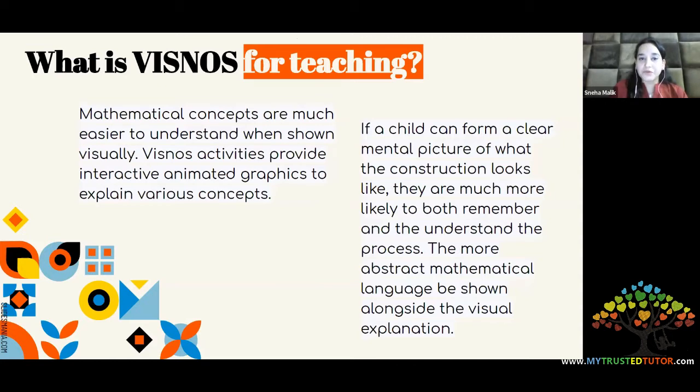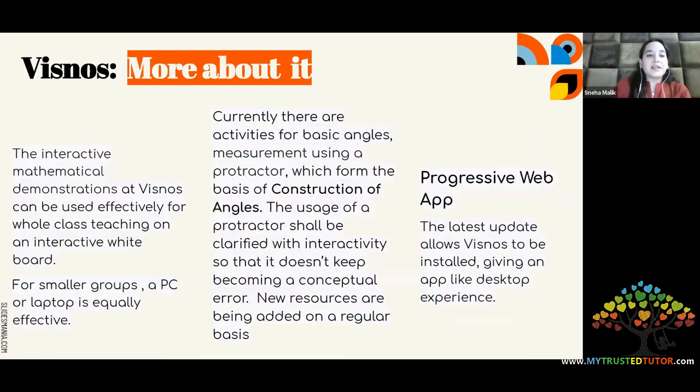So Wisnos can be used for teaching construction of angles, measurement of angles at a very basic level. When we start with angles, Wisnos is something that will help you. There are interactive demonstrations at Wisnos, so the whole class can be shown from one screen to the other. And for smaller groups, you can just take your laptop to the classroom and show it on your PC also. The activities currently available at Wisnos are measurement of angles, even constructions we cannot do.